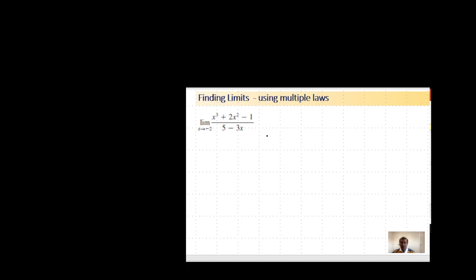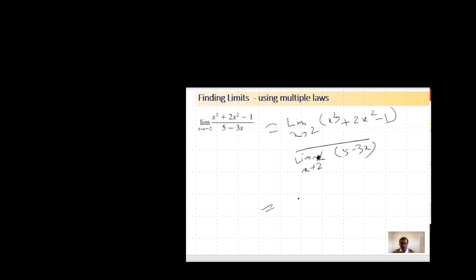So in this expression, it's x cubed plus 2x squared minus 1 divided by 5 minus 3x. If you need to break it out, what can we do? Let's apply the limit of a quotient, so x is approaching 2. We can do the limit of x cubed plus 2x squared minus 1, and here the limit as x approaches 2 of 5 minus 3x. Now let's apply the substitution law, because this is an algebraic expression.